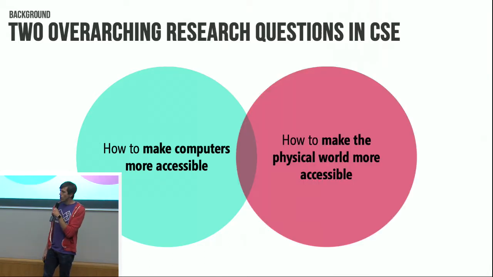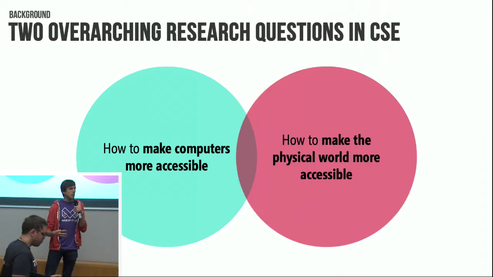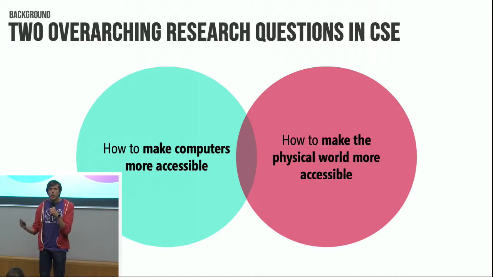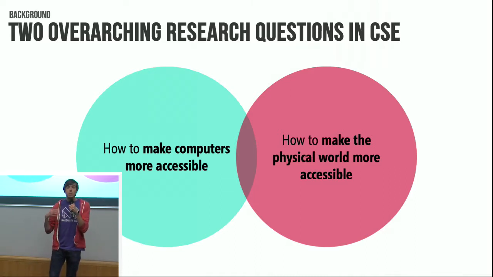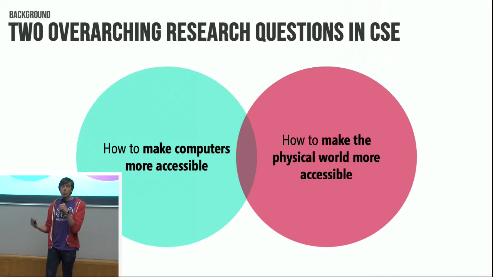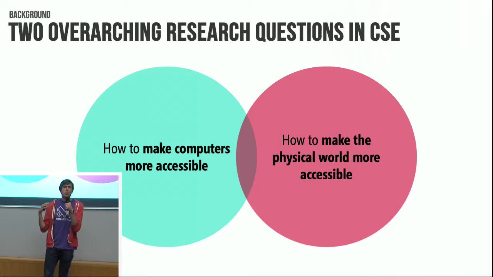And then the second part is, as we're seeing advances in sensing, actuation, embedded systems, machine learning, how can we apply these things to make the physical world more accessible? So for example, you might be thinking about how can we use autonomous cars to help people who are low vision, or how can we create semi-autonomous wheelchairs?